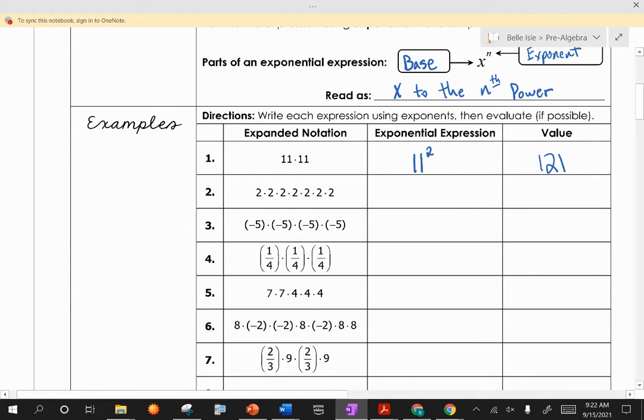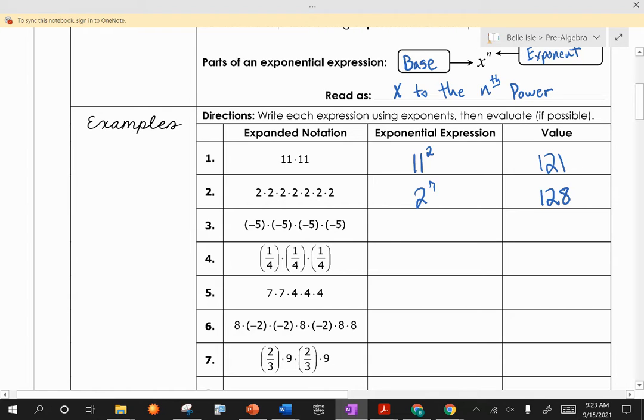Okay. 2 to the how many power? 2 to the 7th. Okay. So I know 2 to the 6th is going to be 64. So what's 64 times 2? 128.